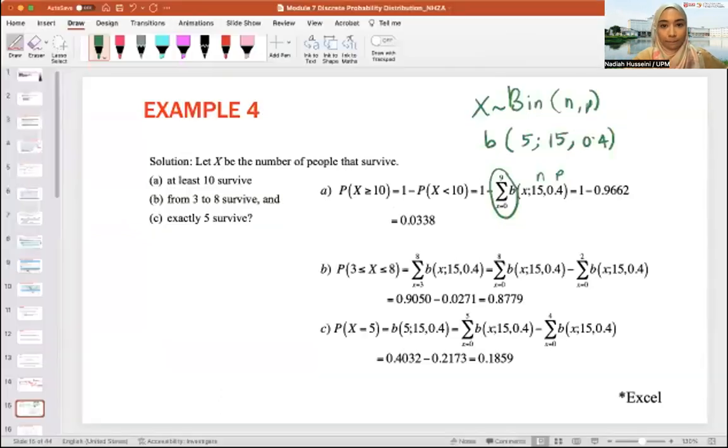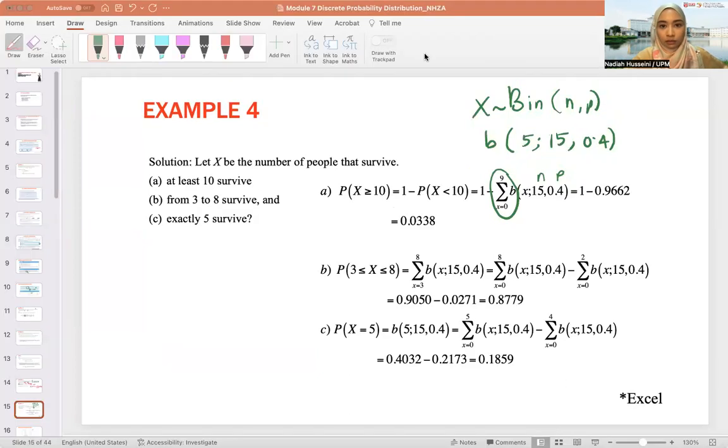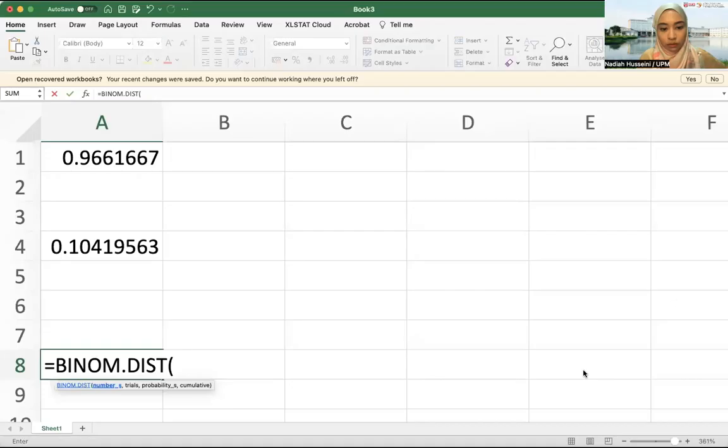So let's go back to our Excel. Are you still seeing my screen for Excel? Yes or no? No, doctor. Okay, let me stop sharing. Okay, are you seeing it now? Yes, doctor.